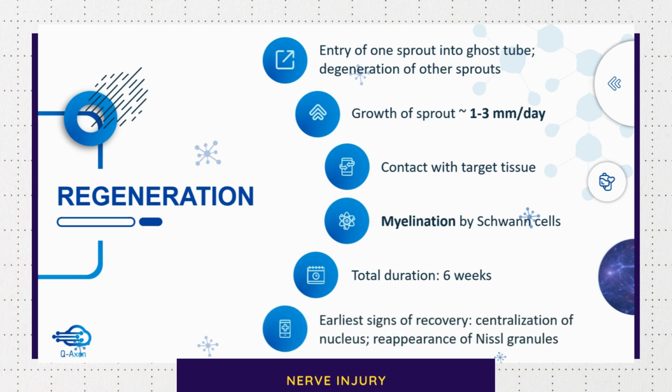Now, the earliest signs of recovery are centralization of the nucleus, meaning that the nucleus which was peripherally located in the soma again comes back to the center. Also, the Nissl granules reappear. So these are good signs.